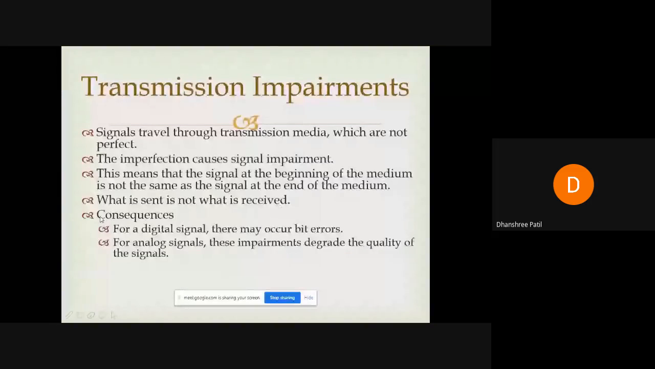There are some consequences. For a digital signal, a bit error may occur, as I told you. If the signal is digital, that is in the form of square waves, 1010 in that format, impairment is nothing but a bit error. A 1 will be changed and represented as a 0, and a 0 will be represented as a 1. That is transmission impairment for a digital signal. And for an analog signal, impairments degrade the quality of the signal, meaning the signal does not match the original analog signal.